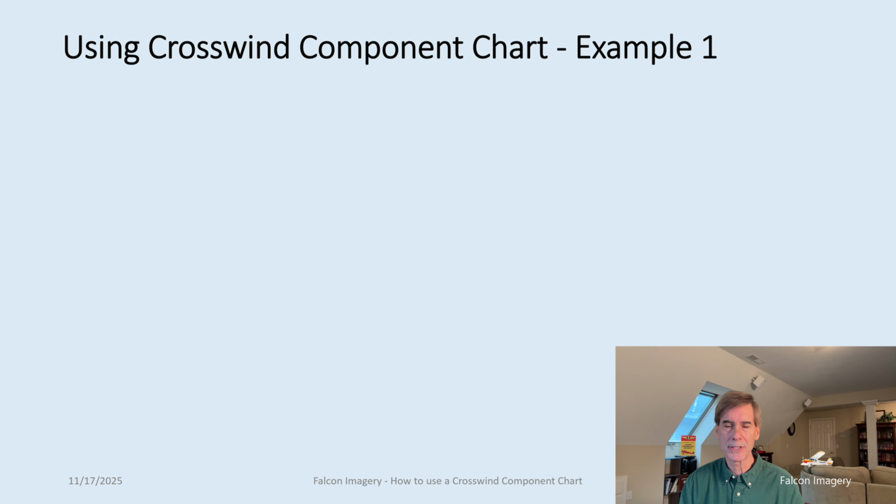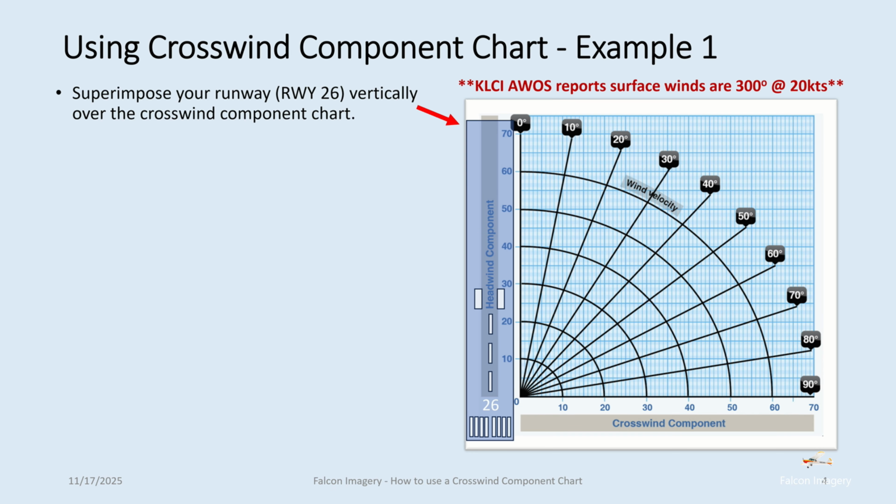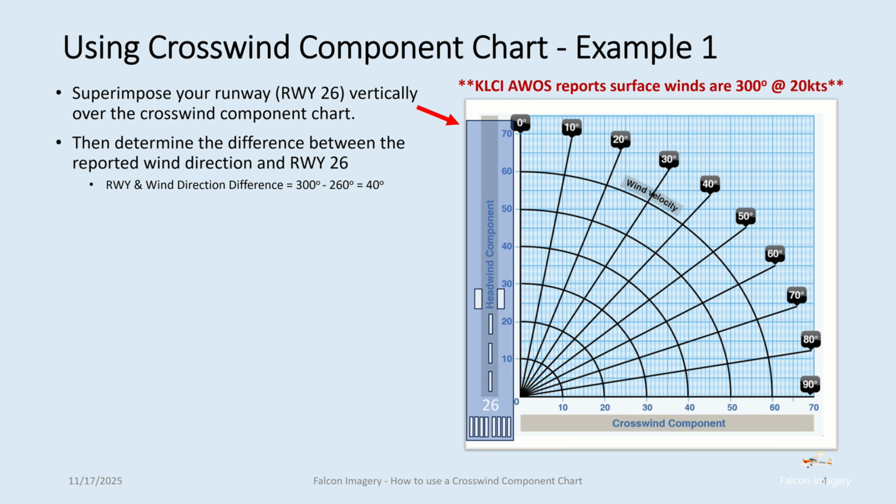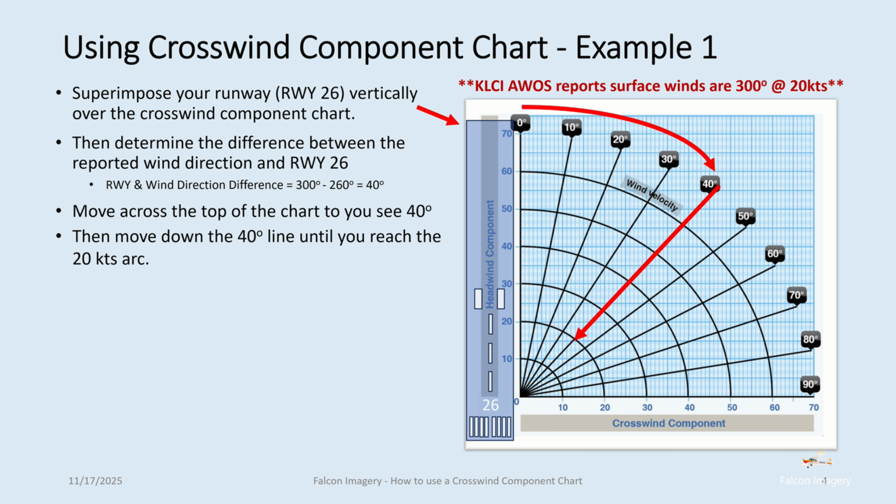So let's go over this example here, this example 1. Let's superimpose the runway 26, vertically over the crosswind component chart here shown on the right. And again, the winds are 300 at 20 knots. Then we want to determine the difference between the reported wind direction and the runway 26. So we take the difference between 300 and 260 and we get 40 degrees. We'll then move across the top of the chart to the 40-degree line. And then we'll move downward on that 40-degree line until we intersect the 20-knot arc.